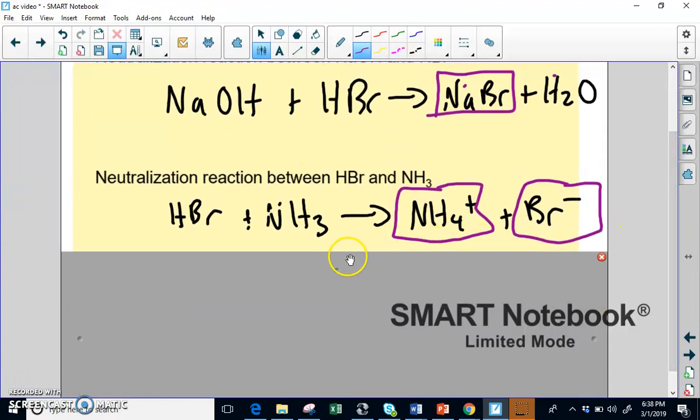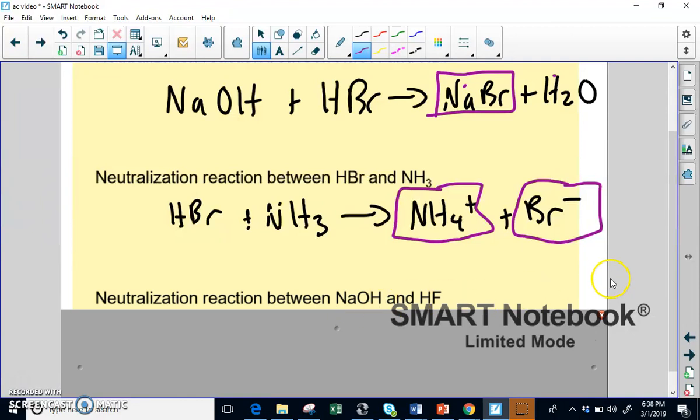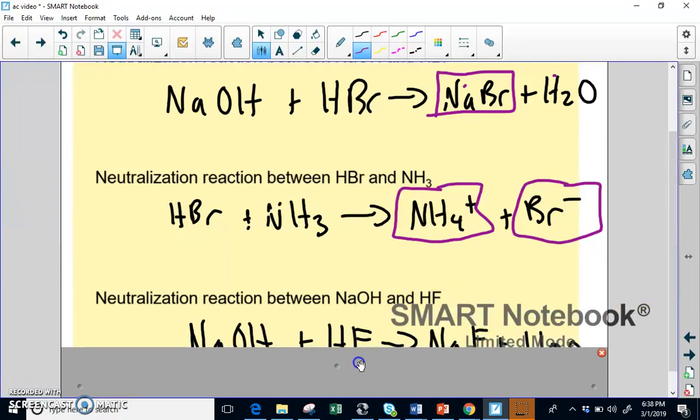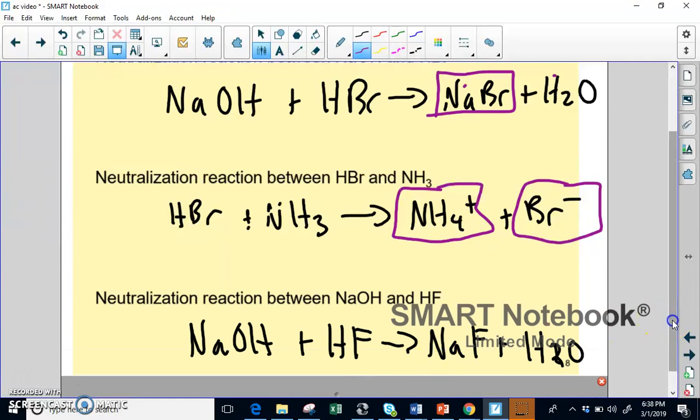Now, if we look at the last one, the last one is a reaction between NaOH, which is a strong base, and HF, which is a weak acid. And if we look at the reaction here, let me move it up out of the limited mode.